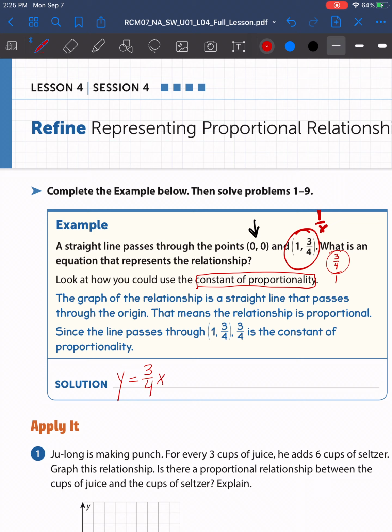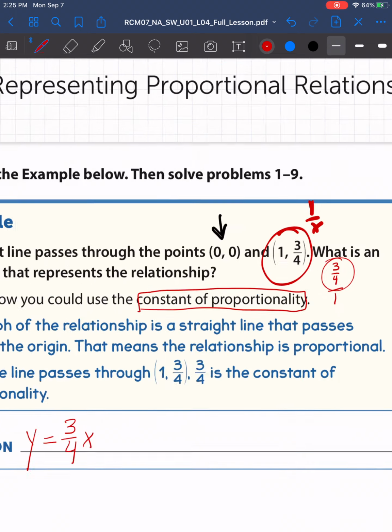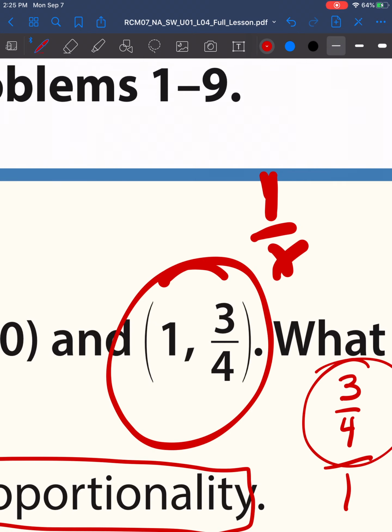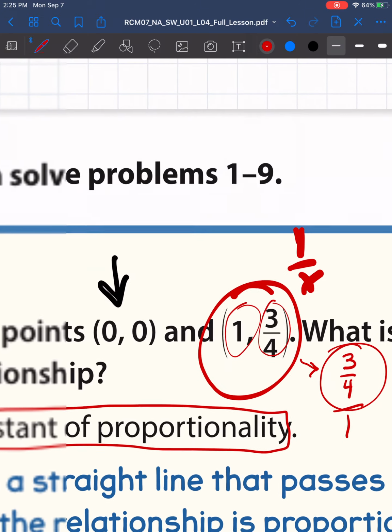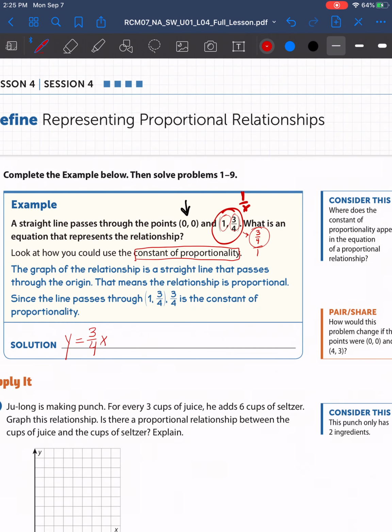Ta-da! How did we do that? Well, first we took the one coordinate they gave us. We took the y divided by the x and got our slope. Slope is the constant of proportionality. Then I remembered my special equation, y equals mx plus b, but I don't have to deal with b right now, so it's just y equals mx. m is slope. I know the slope, so I put that in for m, and ta-da! That's how I got it.